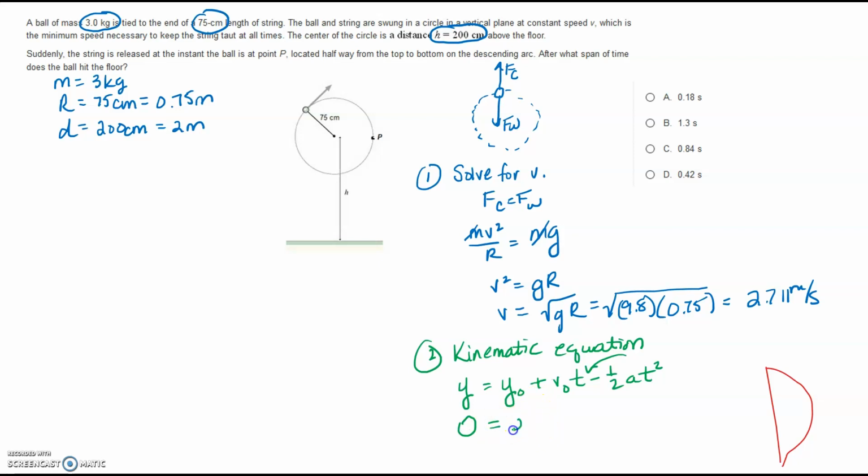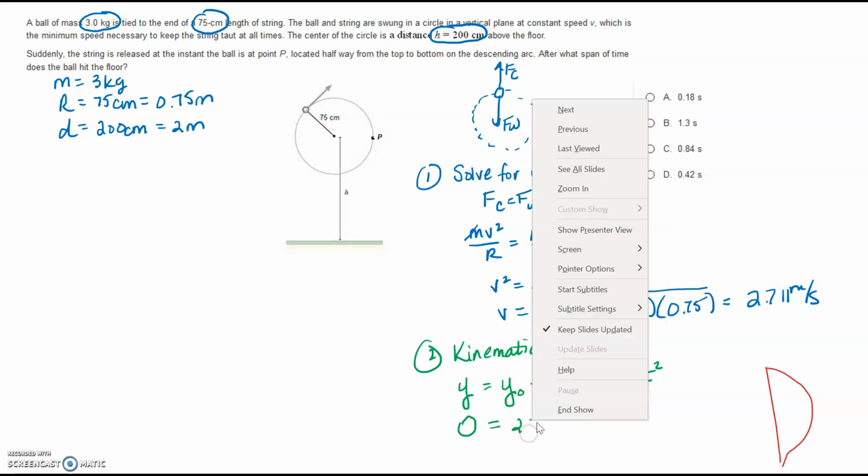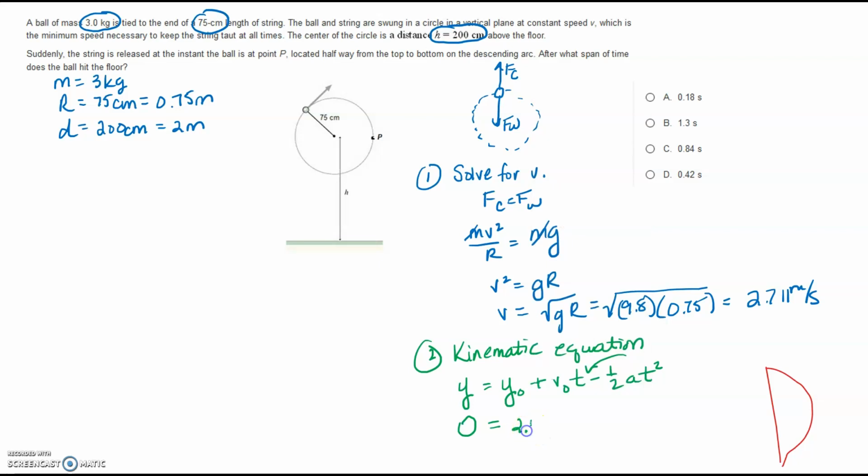Initially, y is going to be 2.00 meters. And then my v sub o I just found. I'm looking for t. This is 9.8 t squared. So I'm going to rearrange this so that it's a little bit easier for quadratic. So I have 0 is equal to negative 4.9 t squared plus 2.711 t plus 2.